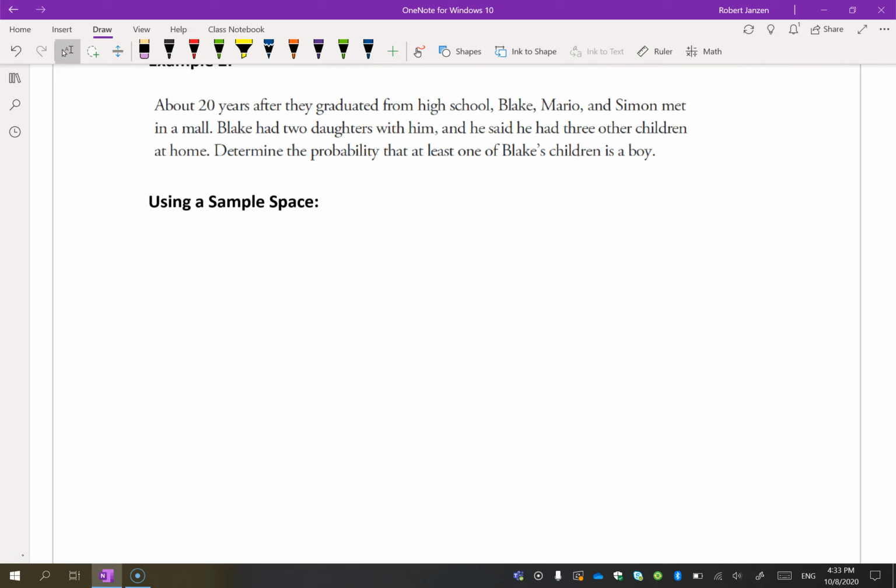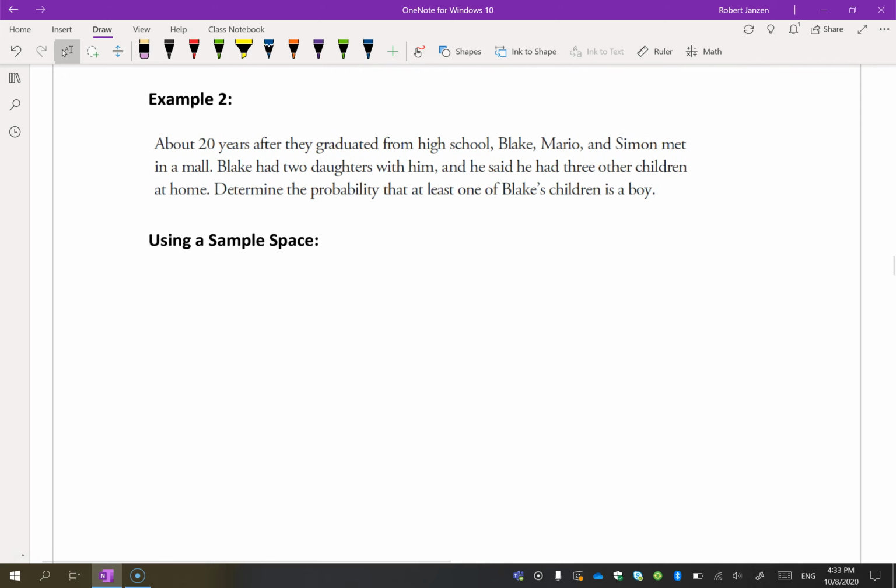Okay, let's try the next one. About 20 years after they graduated from high school, Blake, Mario, Simon met in a mall. Blake has 2 daughters with him. He said he has 3 other children at home. Determine the probability that at least one of Blake's children is a boy. Well, we already know the first 2 are daughters. So really we're only concerned with the 3rd, the 4th, and the 5th child.